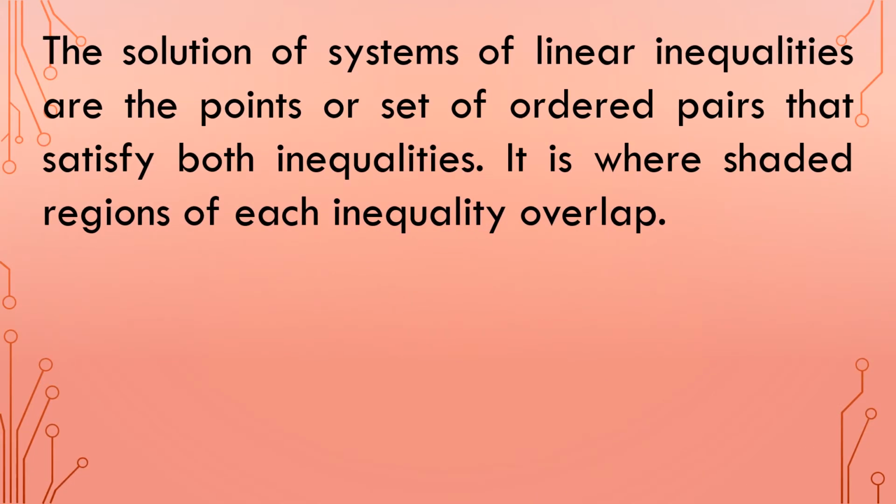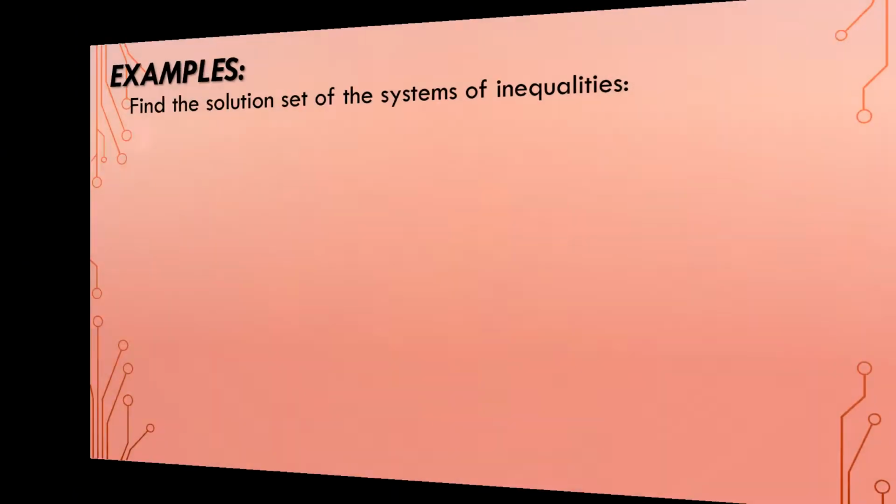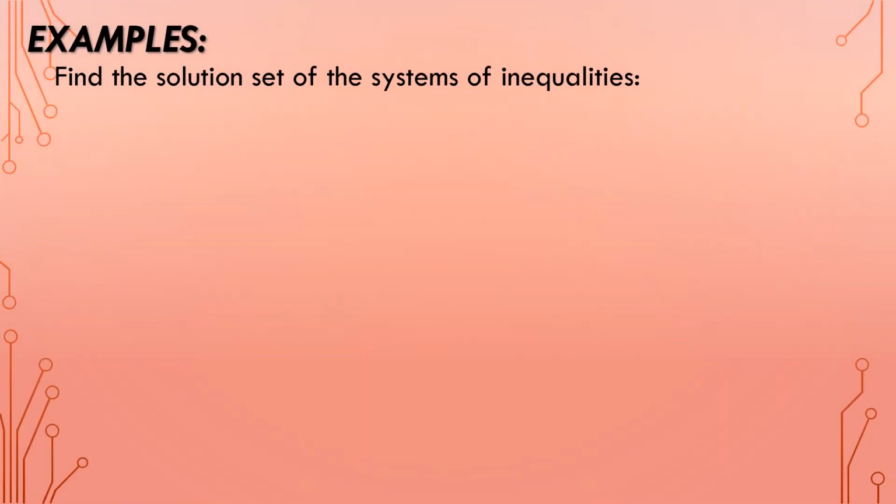The solution of systems of linear inequalities are the points or set of ordered pairs that satisfy both inequalities. It is where shaded regions of each inequality overlap. So let's have the example. Find the solution set of the systems of inequalities.